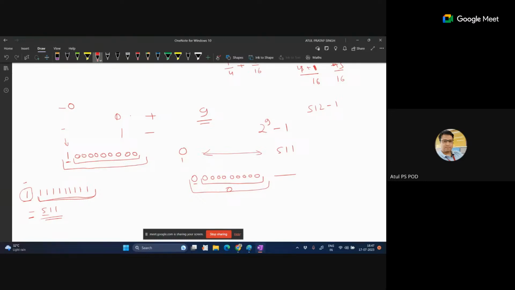You are saying that we can take 2 to the power 9. If you take 2 to the power 9, that is 512, and you need 10 bits to represent it in binary, a 1 followed by nine 0s. So this was the signed magnitude concept.